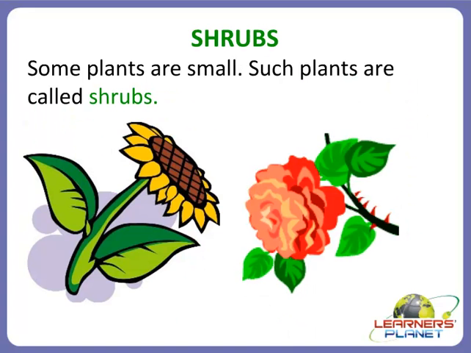The next type of plant is shrub. So children, some plants are small and such small plants are called shrubs. For example, a sunflower and a rose. These are small in size. So these are called shrubs.